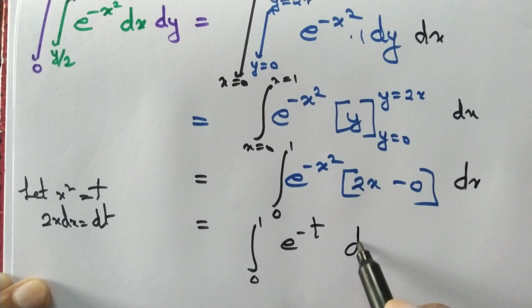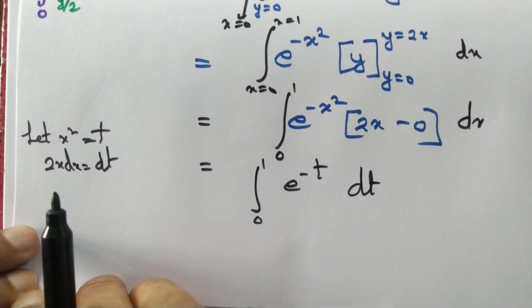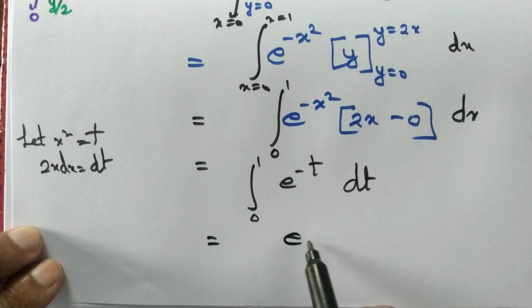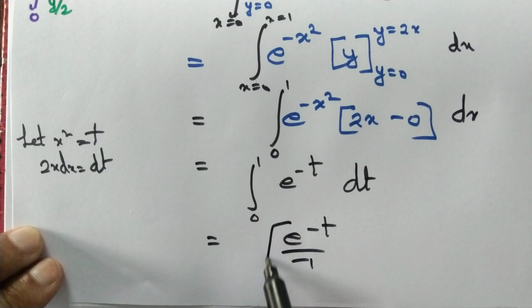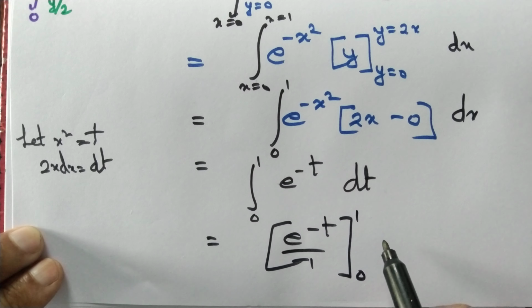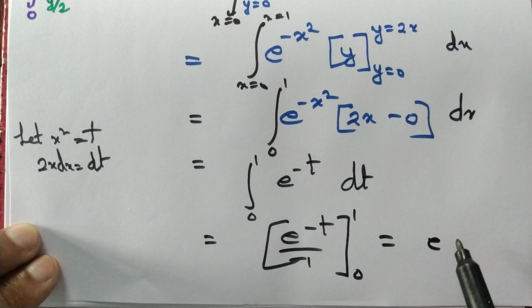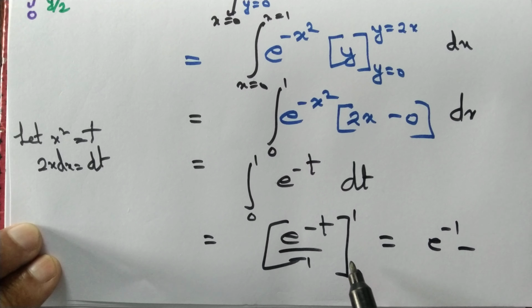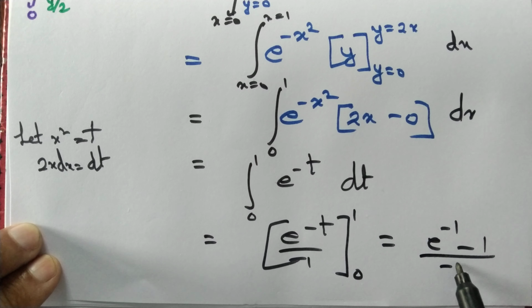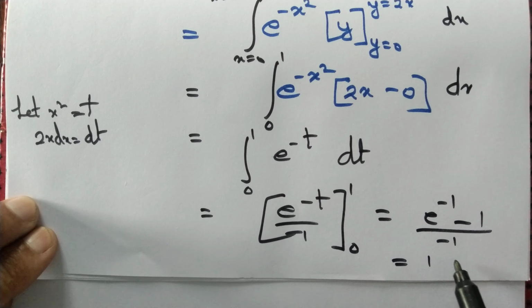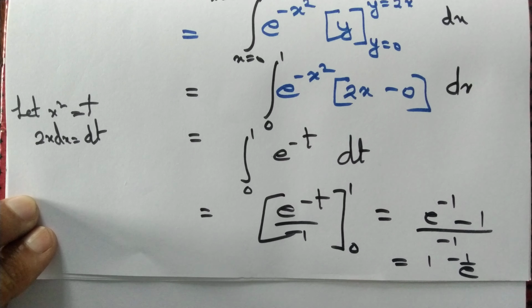So we simply write dt, and the integral of e to the power minus t is e to the power minus t by minus 1. We just need to write the upper and lower limits. E to the power minus 1 minus e to the power 0, that is 1, by minus 1, that is equal to 1 minus 1 by e. And we are done.